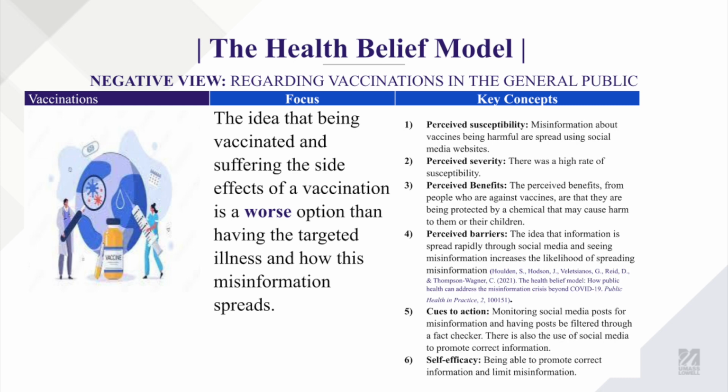One focus that is now being looked at is the anti-vaxxer movement. They think that being vaccinated and suffering the side effects of the vaccine is worse than having the targeted illness. And the way this misinformation spreads is through social media or other forms of interaction where these people are seeing this misinformation, being able to retweet it, repost it, or seeing it, remembering it, and rewriting it themselves.